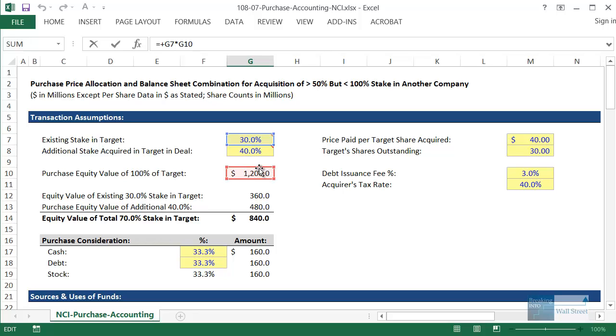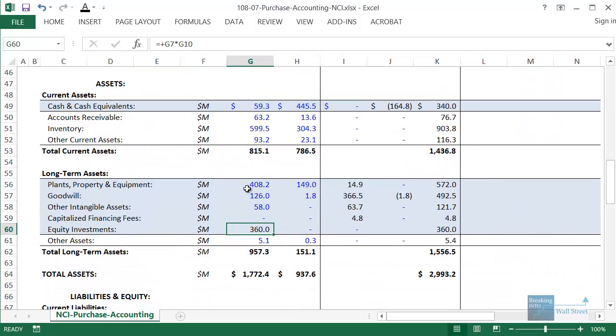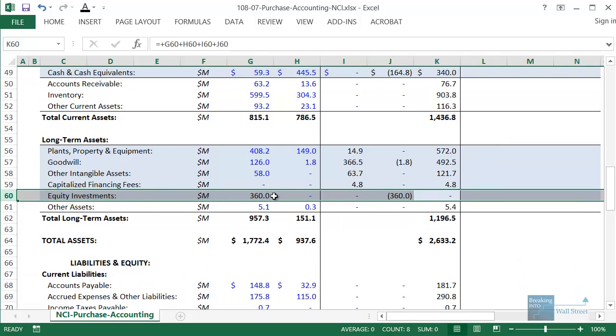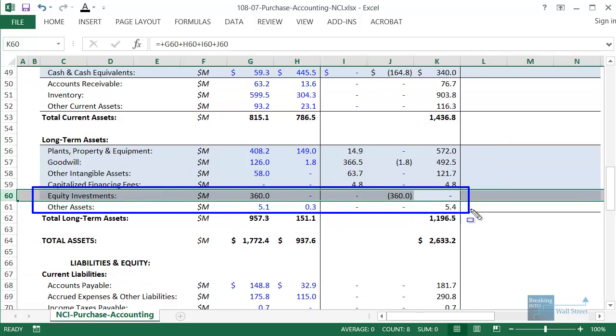The problem is that once they acquire over 50%, or they end up owning over 50%, this goes away completely. So what we have to do here is actually get rid of this. And so what we can do is just flip the signs and turn this into a negative, and this will go to zero because now we are consolidating the financial statements 100%, and so we no longer need this item. Now, if we didn't already own 30% in this company, this would just be zero.